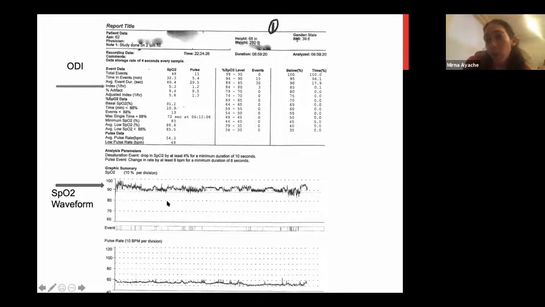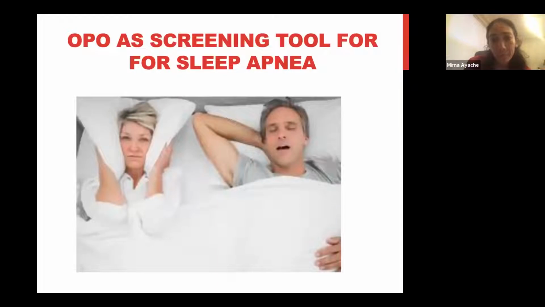So the two things that you want to look at when you're looking for evidence of sleep apnea on overnight pulse oximetry are the oxygen desaturation index and the saturation waveform. So what evidence do we have that this does reflect sleep apnea and does predict sleep apnea? So if we're looking at it as perhaps a screening tool for sleep apnea, and I'm not saying that we should use overnight pulse oximetry as a screening tool.